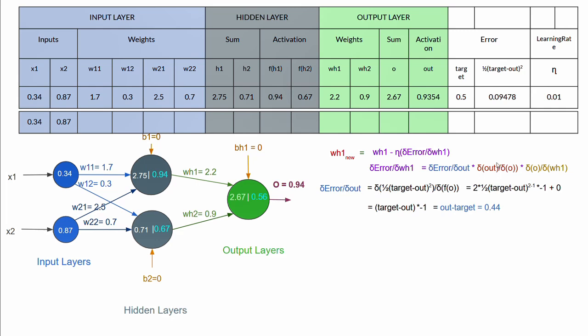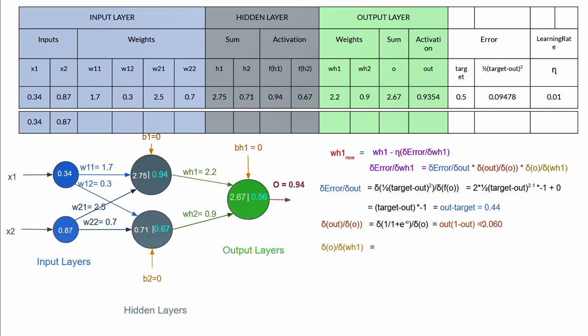Let's check the second component, d out by d o. What is out? Out is a sigmoid function, so we substitute the sigmoid function for out. The differentiation of the sigmoid function will give the value out times (1 minus out). We know the out, we substitute the values, and we get this. Then let's take the third component.